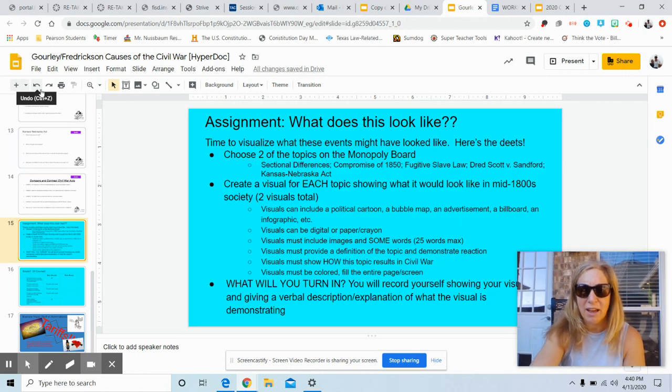So if you look, it's got the visuals are digital or paper crayon. It's digital. You must include images in some words, 25 words max. Okay, do not write out all of this. You need to have visuals in it as well. It needs to be predominantly visuals with some words. A definition of the topic and reaction and how it results in the Civil War.